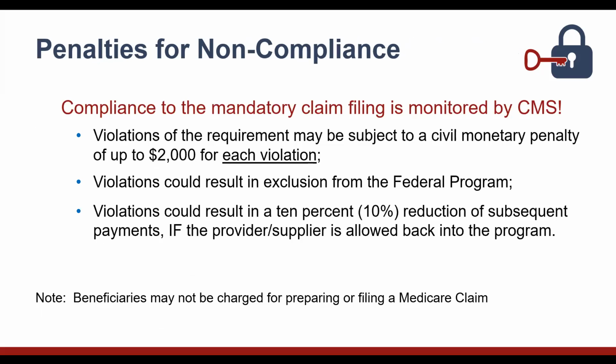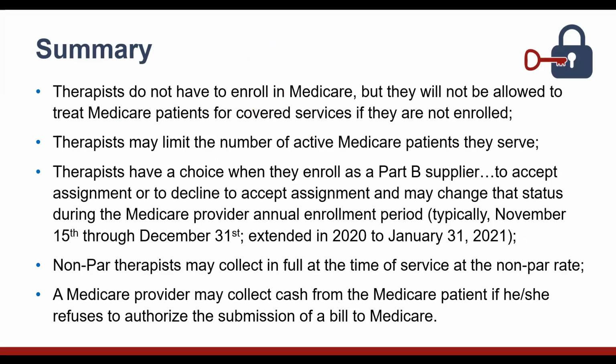Okay. These are penalties for non-compliance. So mandatory claim, you don't want to mess around with these. Can Medicare take action if you are not enrolled? Yes. The violations, civil monetary penalties, up to $2,000 for each violation. It could get you excluded from the federal program, and that's all federal programs. And also, if ever you wanted to get back in the program, it could result in an automatic 10% reduction for subsequent payments. Not a good thing when the fee schedule has its upfront potential limitations.